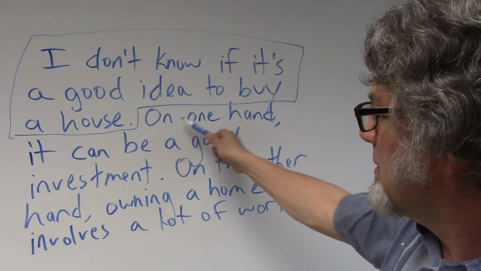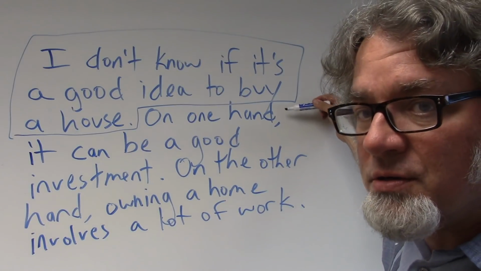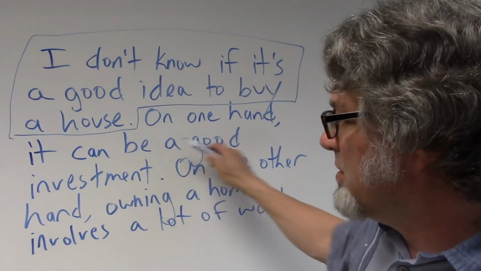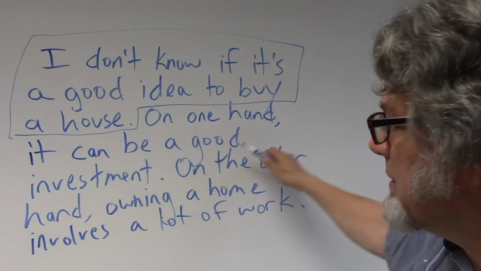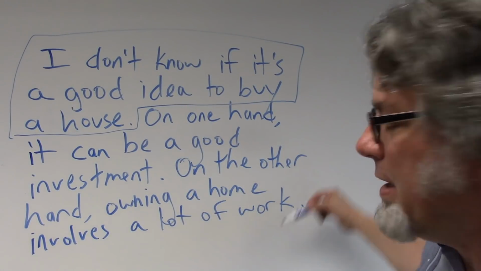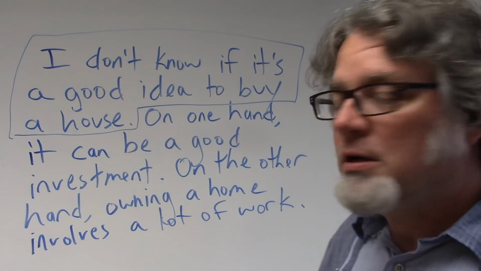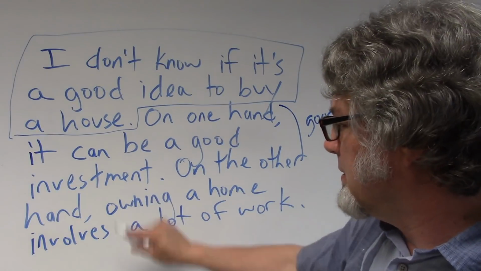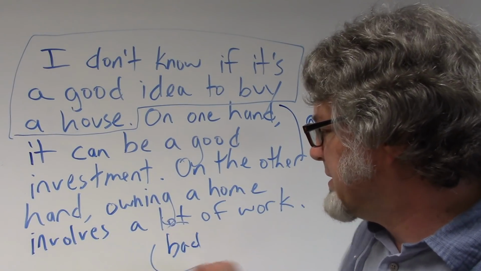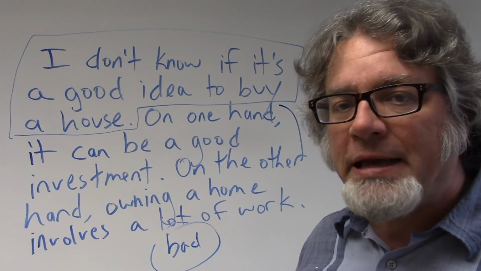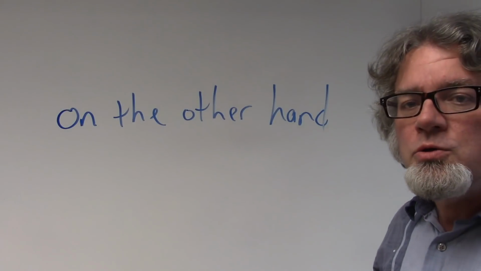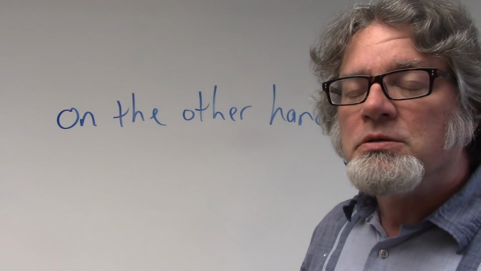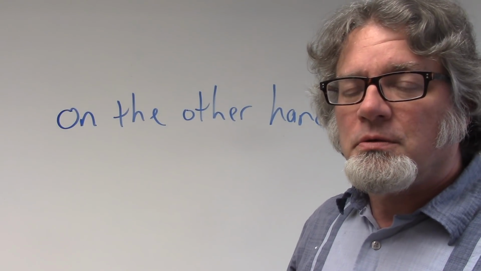So here, this is the good aspect of owning a home. It can be a good investment, but owning a home involves a lot of work. So this is what's good, and this is what is potentially bad or somewhat negative. Use on the other hand when talking about two sides of an issue.